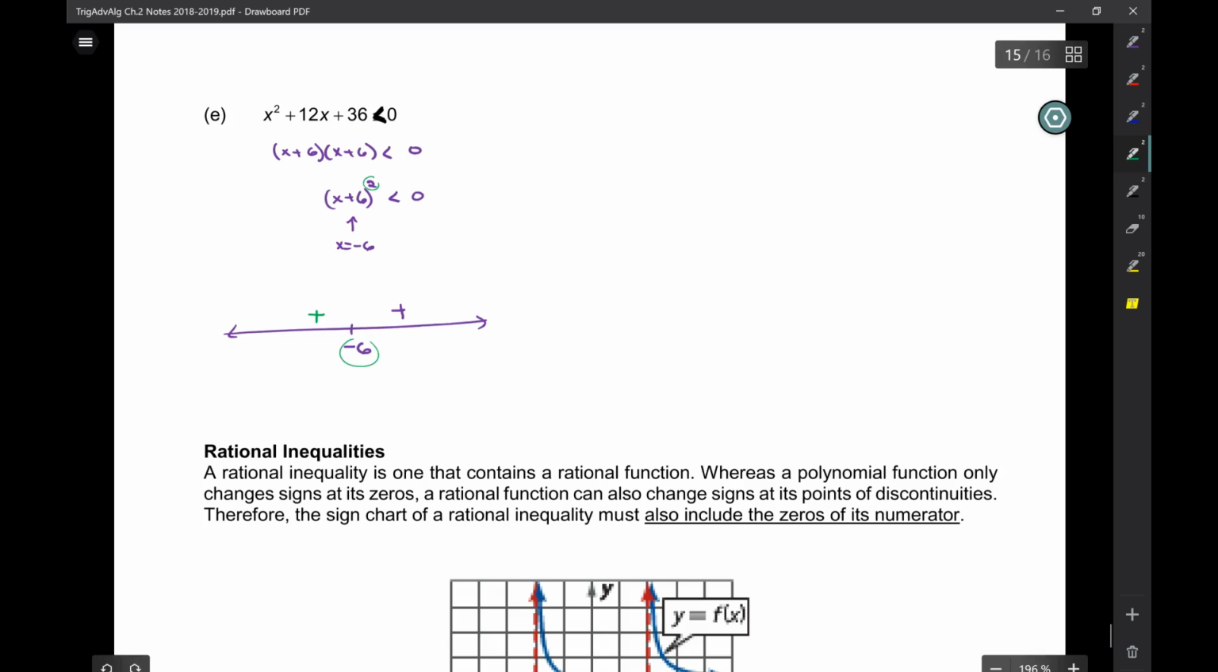Now, if that's a little hard to wrap our heads around, can we plug in a value from here, like negative 10, into this function? Of course we can. We get negative 10 plus 6 squared. That's still going to give us a positive value. So now, this is asking us, where is the function less than 0 or negative? Well, we see here that it's never less than 0 or negative. So again, the answer is no solution.